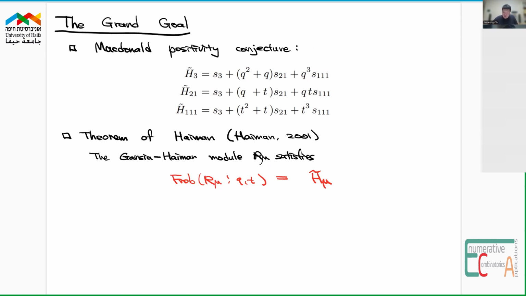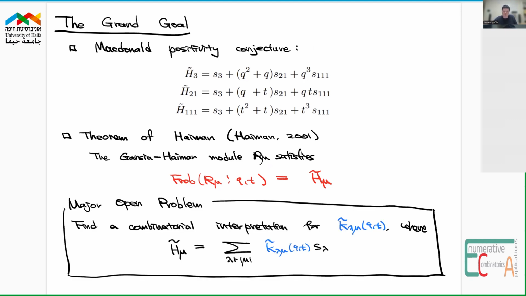And even though Haiman proved the Schur positivity, it is still unknown how to give an explicit combinatorial interpretation for this Schur coefficient, called the Macdonald-Kostka polynomial or q,t-Kostka polynomial. This is one of the major open problems in algebraic combinatorics, and it has guided lots of breakthroughs and my research too.